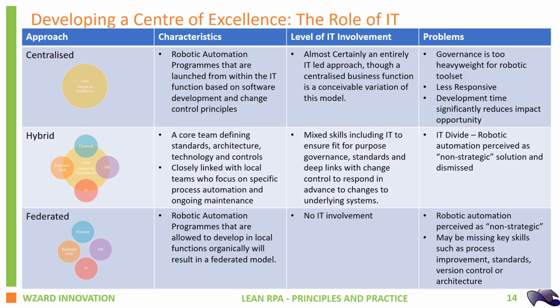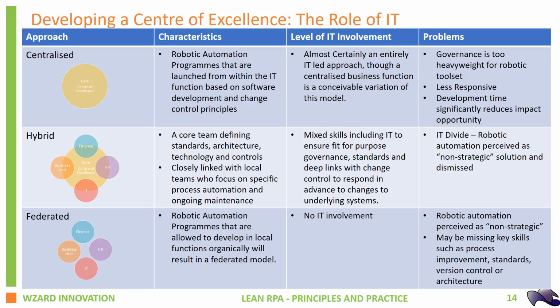On the flip side, in the federated approach, robotic automation programs are typically initiated within local functions. So separate teams start an automation program without any awareness of other teams also doing the same thing. The level of IT involvement is pretty low, if any at all. And the problems faced are that the solution is then perceived as non-strategic. And you may be missing many key skills such as process improvement, standards, version control, architecture, and increasingly important, security.